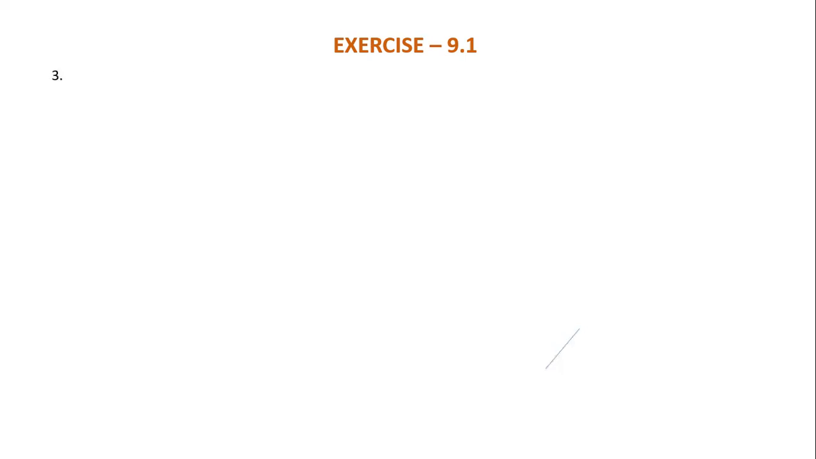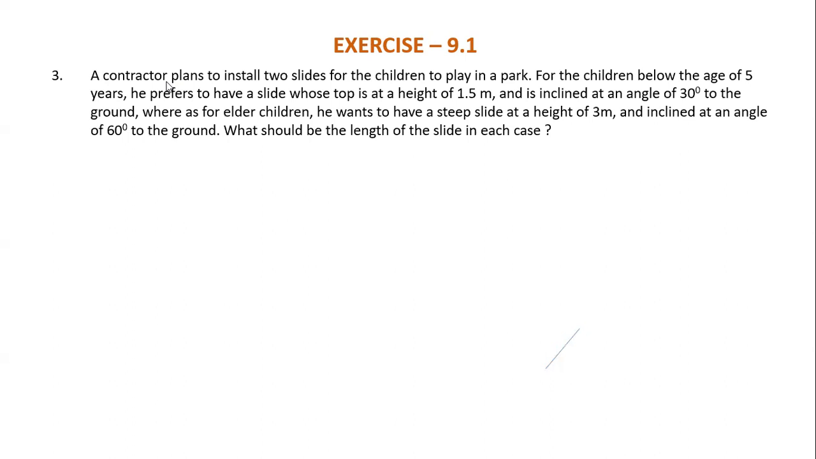Now, question 3. A contractor plans to install 2 slides for the children to play in a park. For the children below the age of 5 years, he prefers to have a slide whose top is at a height of 1.5 meters and is inclined at an angle of 30 degrees to the ground.